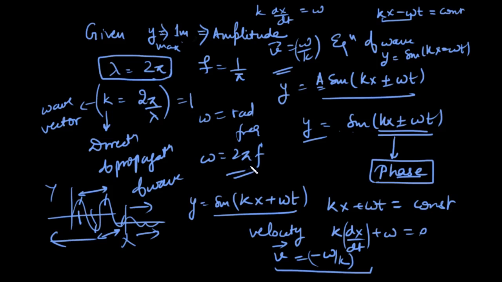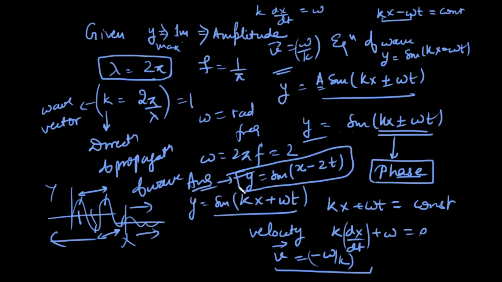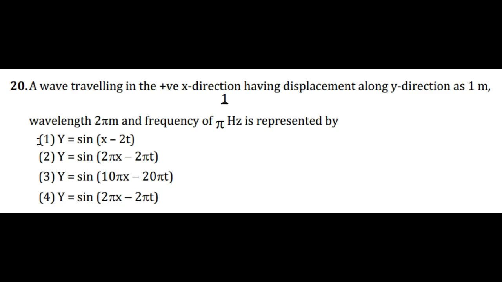Omega is 2 pi f, which is equal to 2. So my equation now becomes y equal to sine, what is k? K is 1. So x minus omega, which is 2, so x minus 2t. This is my answer: y equal to sine of x minus 2t. So option 1 here is my answer, y equal to sine of x minus 2t.